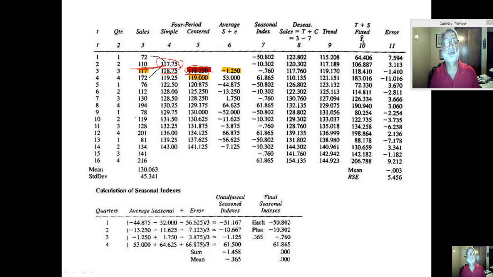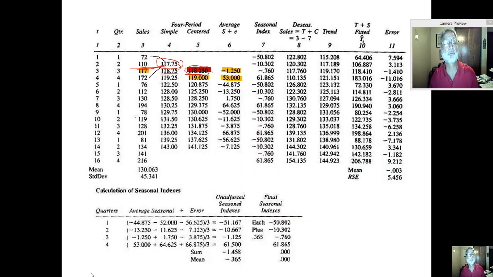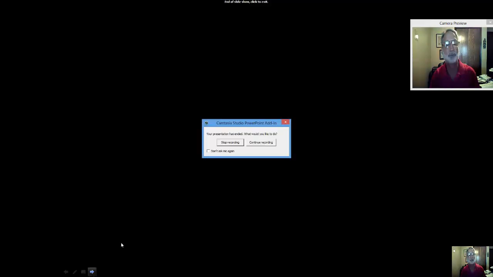So now I'm going to subtract 119 from 172. What is it going to give me? 53. Remember, how did I get the minus 1.25? As we go back and look, let's see exactly what we're doing. In that first example that I gave you, the y, in that first one that we calculated, is 117.